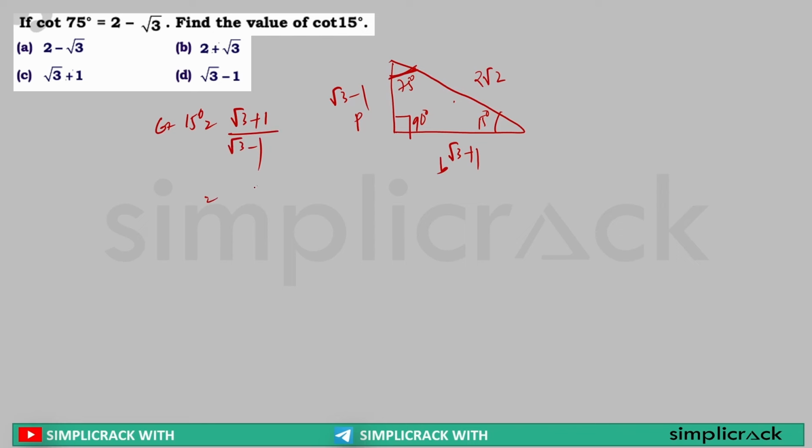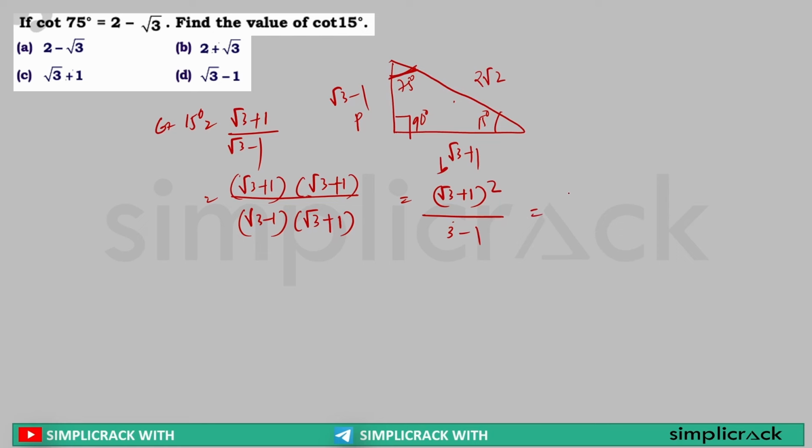This can also be written as, if I multiply root 3 plus 1 on the upper side also, root 3 plus 1 whole square divided by A square, that is root 3 square, 3, B square, 1 square, 1. So root 3 plus 1 whole square is 3 plus 1 plus 2 root 3 divided by 2, or 4 plus 2 root 3 by 2, or 2 common, 2 plus root 3 by 2, 2 crossed out, answer 2 plus root 3. That is option B. Clear?